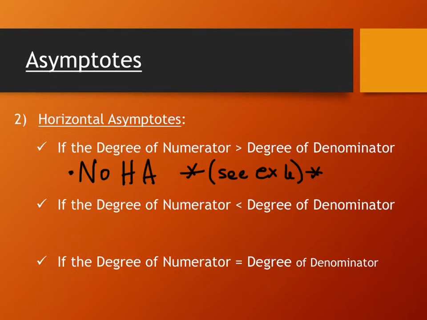Okay, next one. The degree of the numerator is less than the degree of the denominator. This one is super friendly as well. When this is the case, you do have a horizontal asymptote. It's y equals 0. And that's it. That's just what it is. That's pretty straightforward. You have to decide if you're in the case, but once you're there, you know your asymptote.